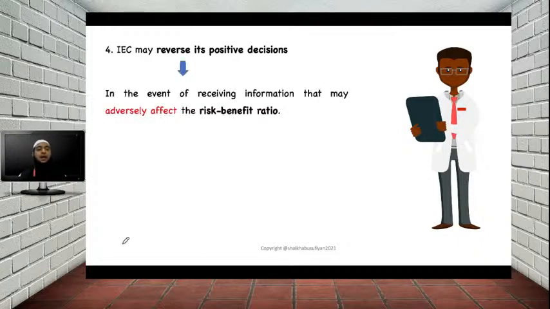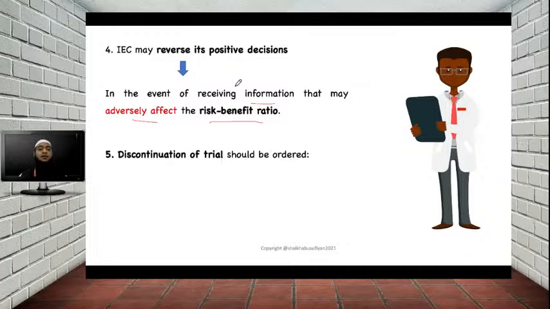For example, in a case where the IIC receives information that may adversely affect the risk benefit ratio. Maybe you have started with the trials, and during the first phase of the trial, it was observed that there is more adverse effect, and due to that the risk is increased as compared to the benefit to the patient. If that is the case, then IIC may reverse its positive decision during the conduct of the trial and ask the investigator and sponsor to terminate that study at that point. So this could also be possible. So this is the fourth point in case of decision making process.